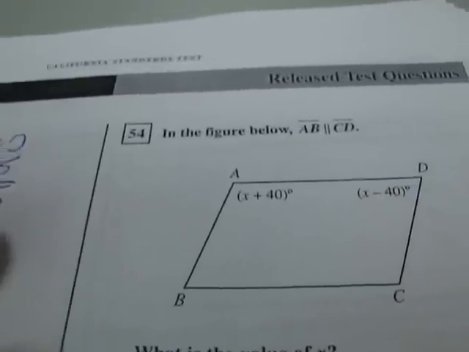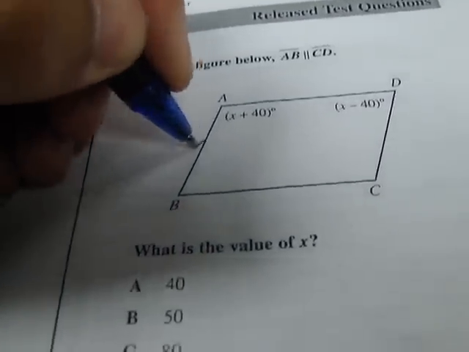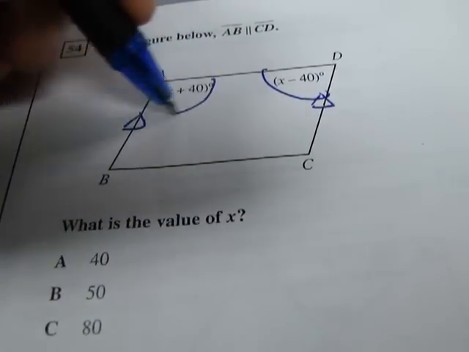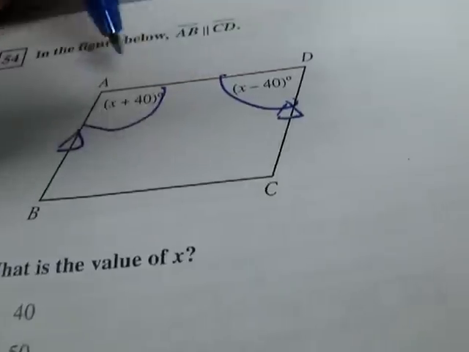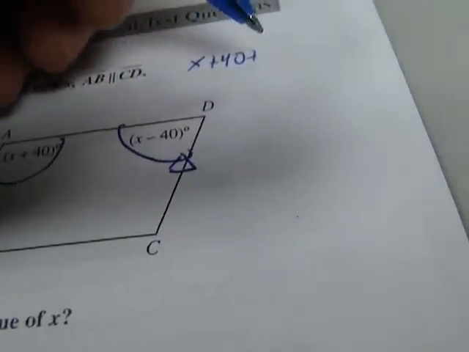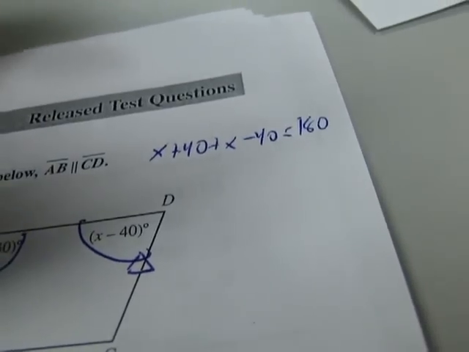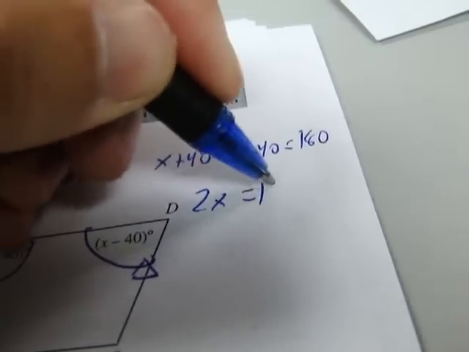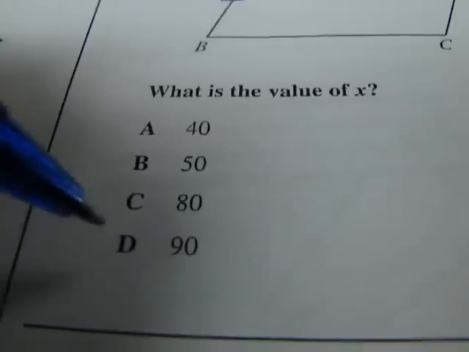Okay, 54. In the figure below, AB is parallel to CD. What is the value of X? Okay, so saying that AB is parallel to CD. If these are parallel, then these are same side interior angles. Same side interior angles are supplementary. For that reason, these two angles have to add up to 180. So we can write this: x plus 40 plus x minus 40 equals 180. So we combine like terms, we get 2x, the 40s cancel out, we get 2x equals 180, therefore x equals 90. So we're trying to find the value of x. Well, we did it. It's 90.